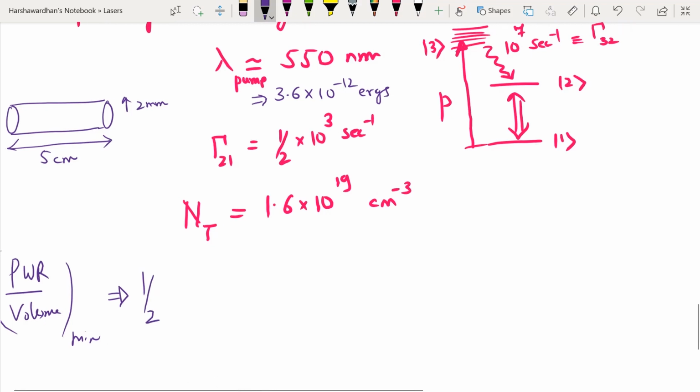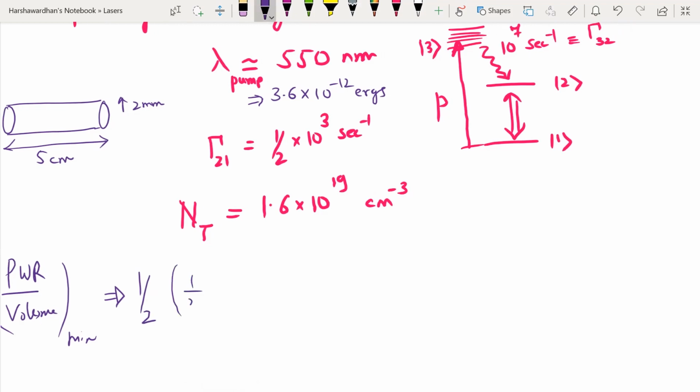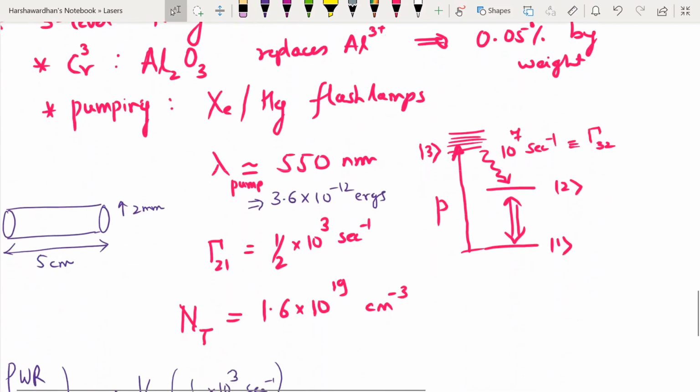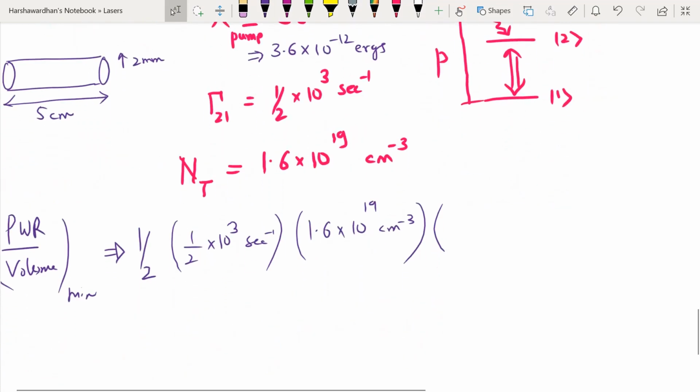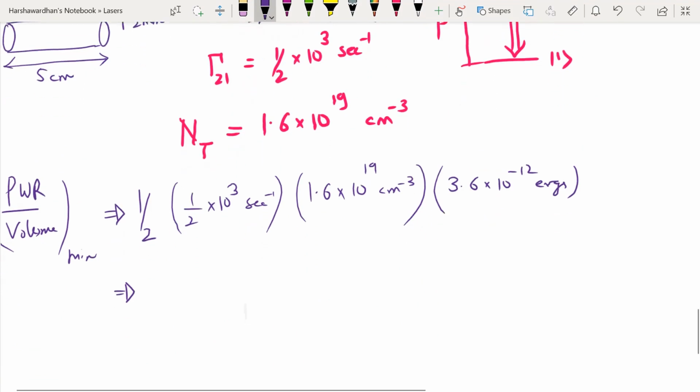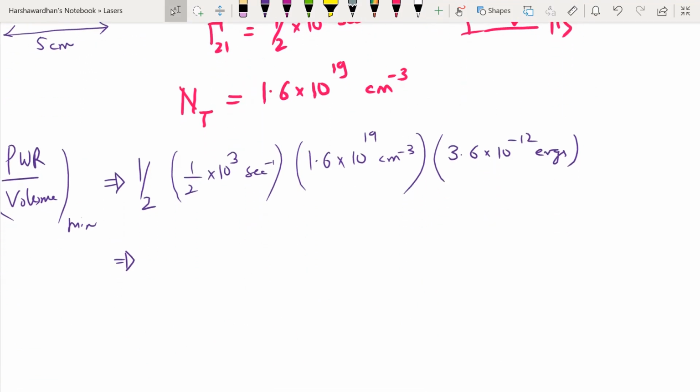It's half times gamma 1, which is half times 10 to the power of 3 second inverse, multiplied by the number of atoms doped, which is 1.6 into 10 to the power of 19 per centimeter cube, now times the corresponding energy of the pumping photon, which is simply 3.6 into 10 to the power minus 12 ergs. So if you put this all together, the power per unit volume will come out to be about 10 to the power of 3 watts per centimeter cube.